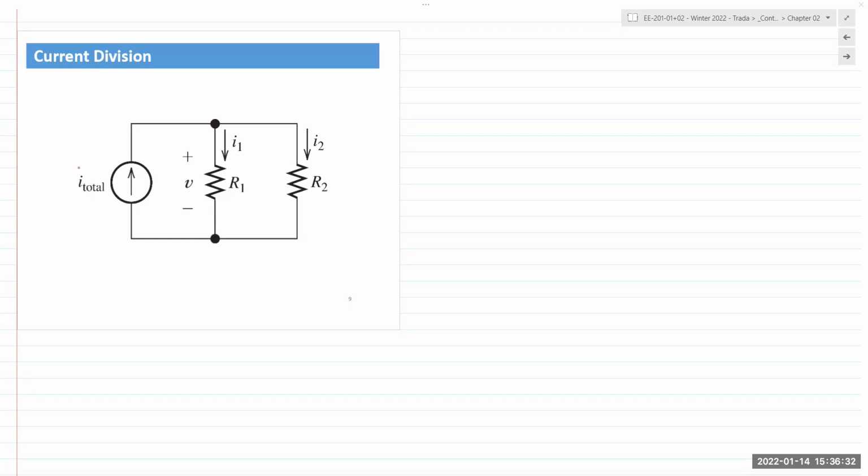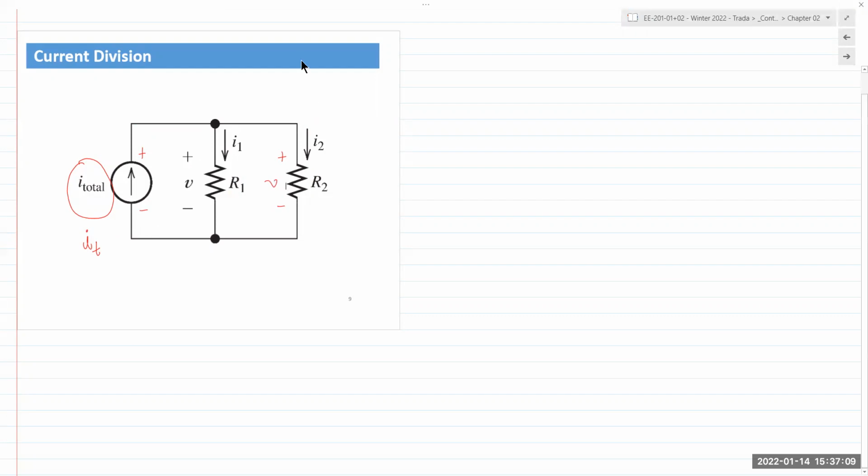We have a current source, I total, or I'm going to represent it as IT, and two resistors in parallel, R1 and R2. Now, all three components are connected in parallel. So you have one node up top that is common to all three, and you have one node at the bottom that is common to all three. So the voltage is shared and is the common value for all three components, right? So voltage V is common to the current source, the resistor R1, and R2.